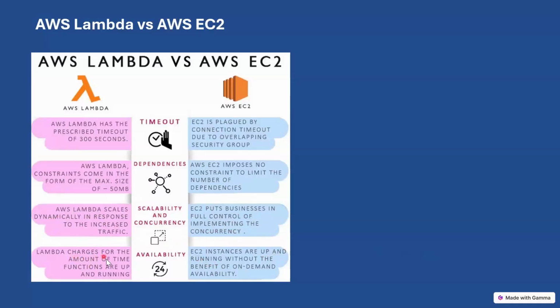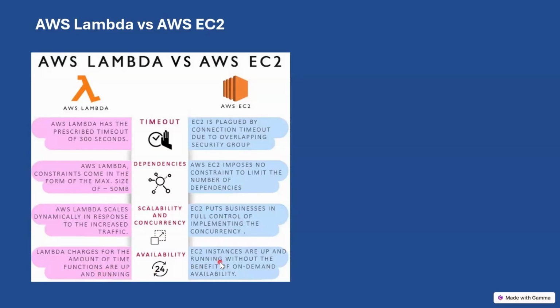Availability. Lambda charges for the amount of time the function is up and running. So let's say, in the event-driven system we were talking about, you have some event to run after every 30 minutes, and you have designed your solution in such a way that Lambda gets triggered only then. In 24 hours you will have 48 invocations, right? Then you will be charged only for that time.